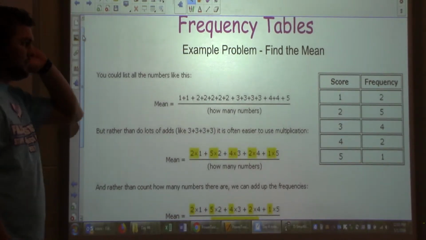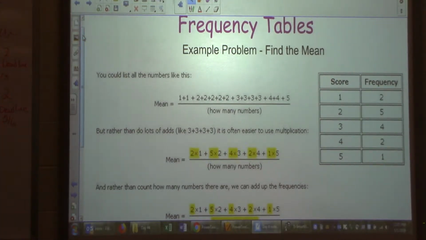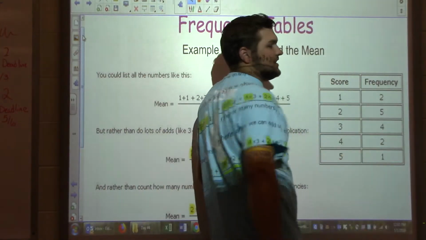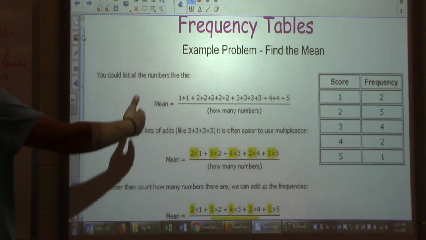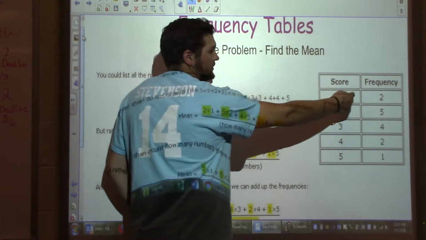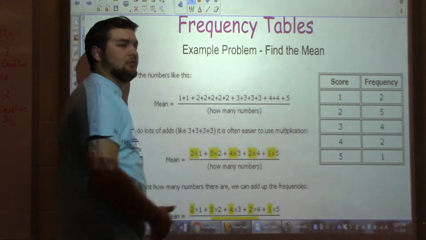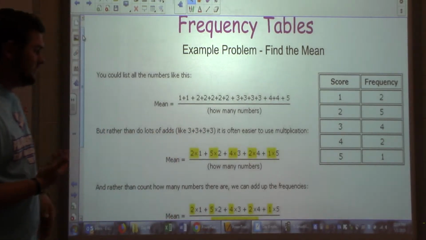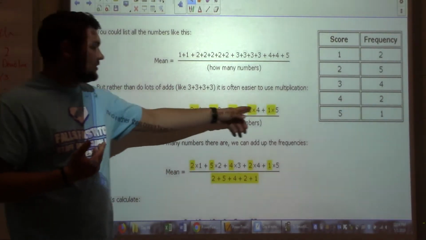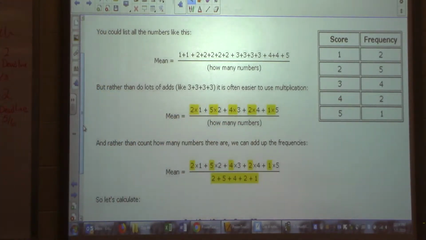Frequency tables. A frequency table is a table that tells you a score or some sort of number on one side and then the frequency on the other. The frequency is how often that thing happened. So if we have a frequency of 5, that means I got a score of 2, 5 different times. When I go to write out my mean, I can go 1 plus 1 plus 2 plus 2 plus 2, and so on, writing them all out. 1 happens twice, 2 happens 5 times, 3 happens 4 times, 4 happens 2 times, 5 happens once. Or you can multiply them out, divide by how many numbers there are, things like that. We're going to show you a couple different ways.